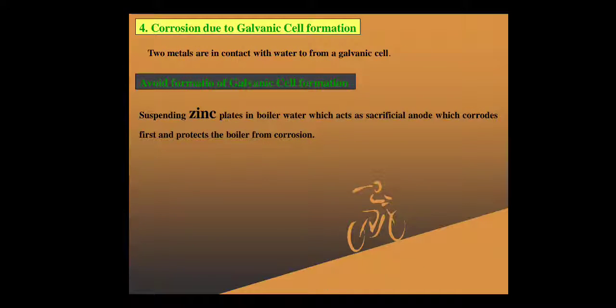And the last one, the fourth cause, is corrosion due to galvanic cell formation. Generally boilers are made up of steel. And what is steel? Steel is an alloy, which is a mixture of two or more metals. When two or more metals come in contact with each other, they form a galvanic cell, and hence corrosion takes place. You can avoid the formation of the galvanic cell by suspending zinc plates in the boiler, and that zinc will act as a sacrificial anode and avoid corrosion.